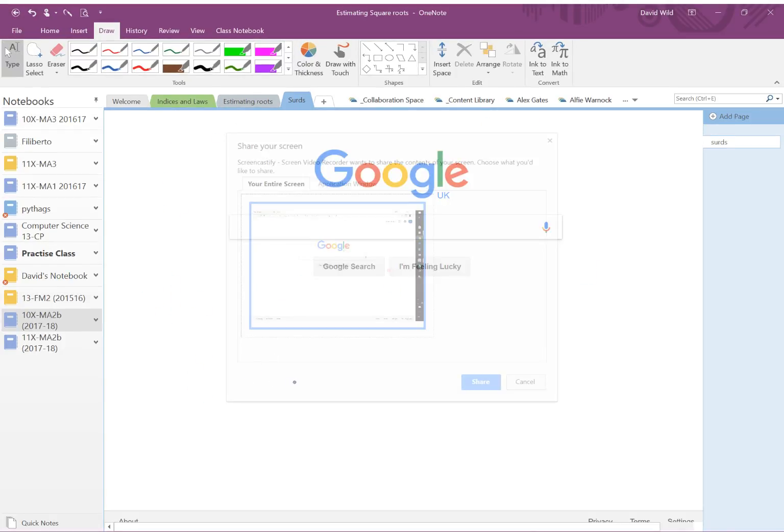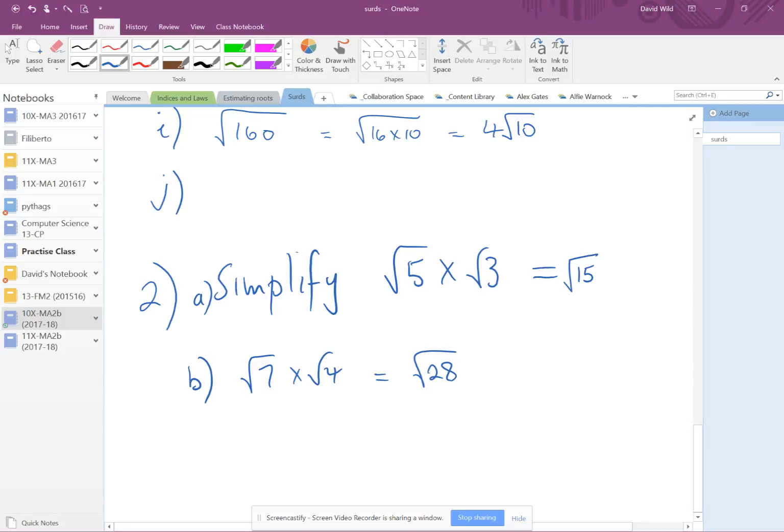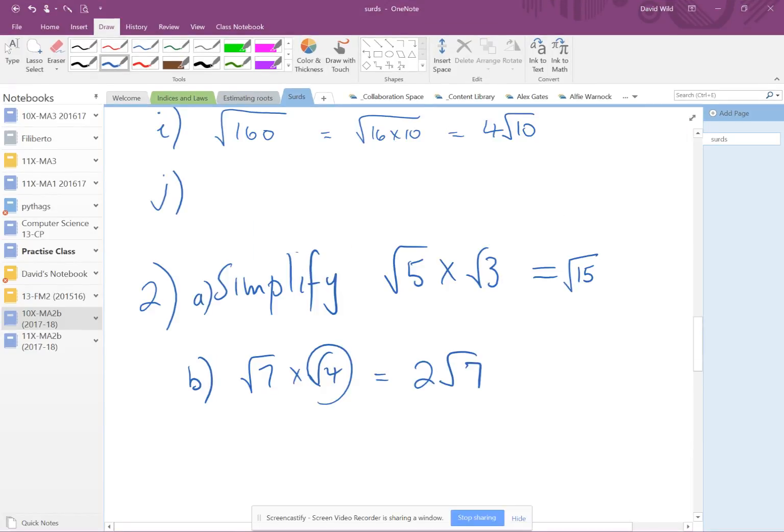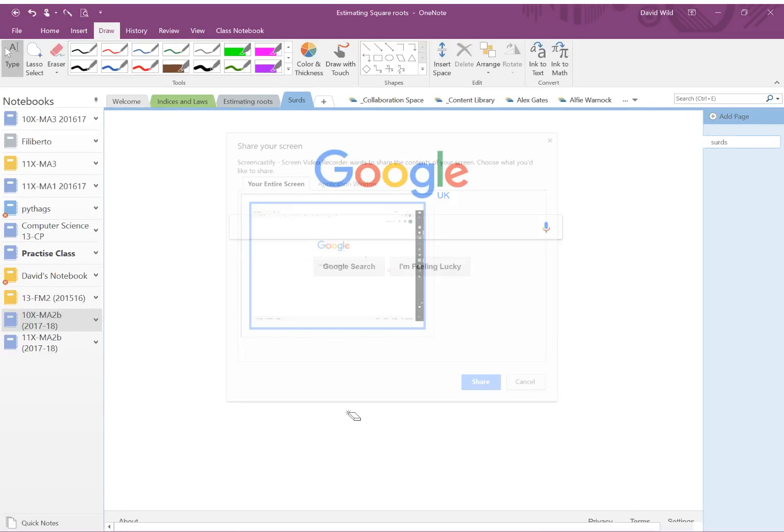Root 7 times root 4 is root 28. Does that factorize any more? Yes. Is it 2 root 7? Yeah, it is actually. 2 root 7 is a better way to think about this: root 4 is 2, so rather than multiplying, we think of it as 2 root 7. Thank you. So the first thing you need to think about is are any of these perfect squares?